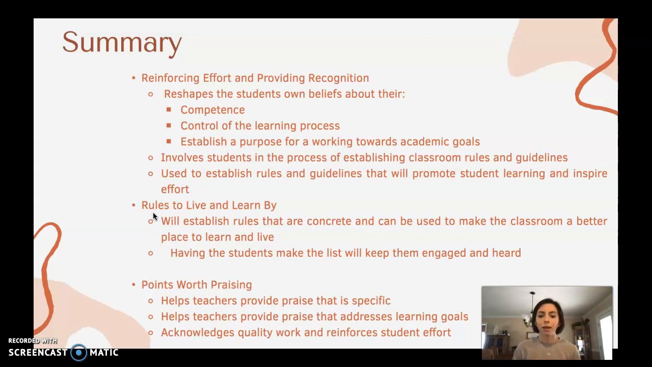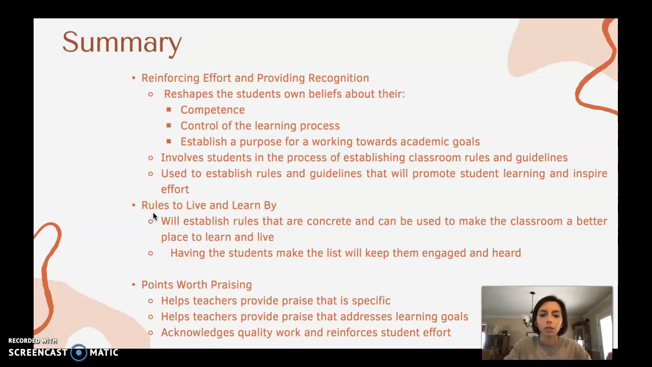And having the students make a list will keep them engaged and heard, meaning having the students create their rules and guidelines with you will keep them engaged and heard. And points worth praising: helps teachers provide praise that is specific, helps teachers provide praise that addresses learning goals and acknowledges quality work and reinforces student effort. These are really important, definitely knowing the importance of reinforcing effort and providing recognition for the student and how it helps you as the teacher.